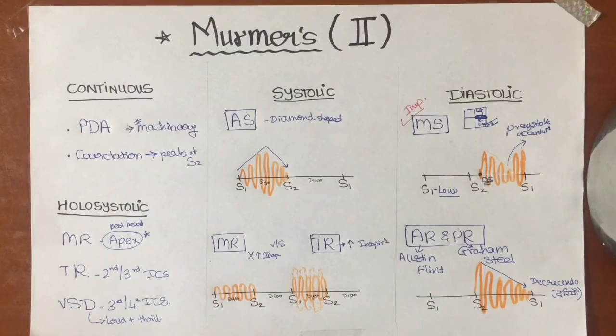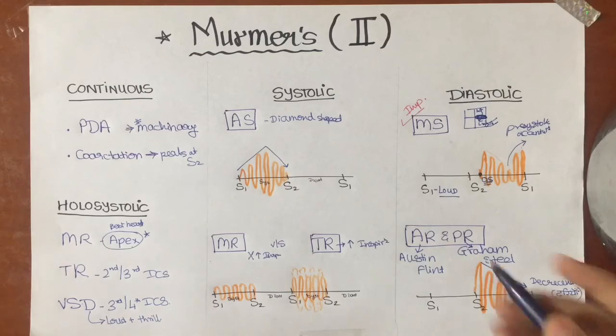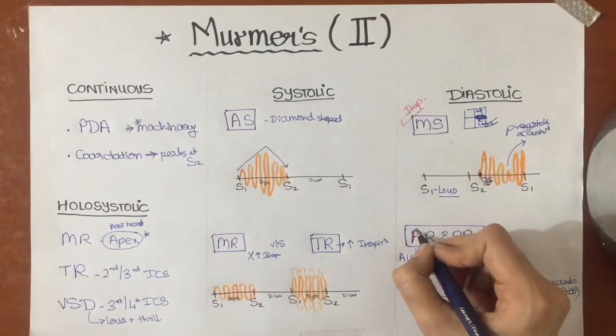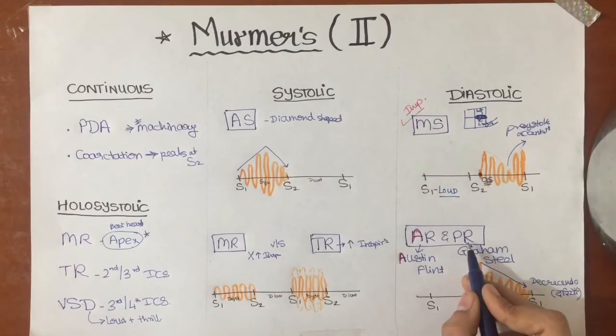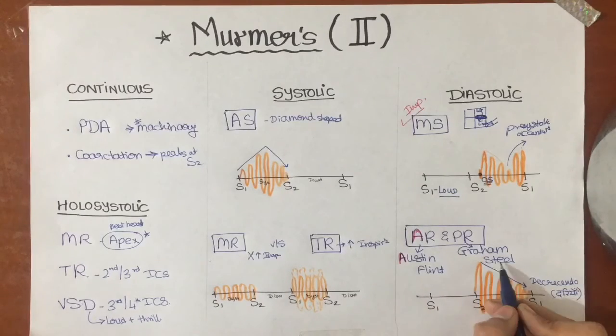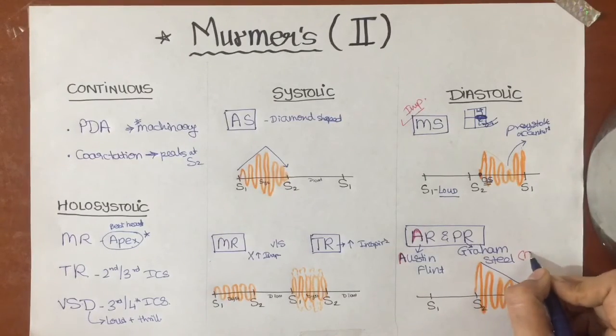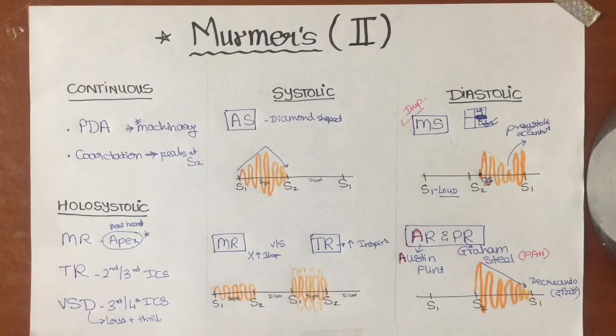Now the murmur in aortic regurgitation is the Austin Flint murmur. You can remember it as aortic regurgitation, Austin Flint murmur, and the murmur of pulmonary regurgitation is called the Graham Steell murmur, seen in cases of pulmonary artery hypertension.